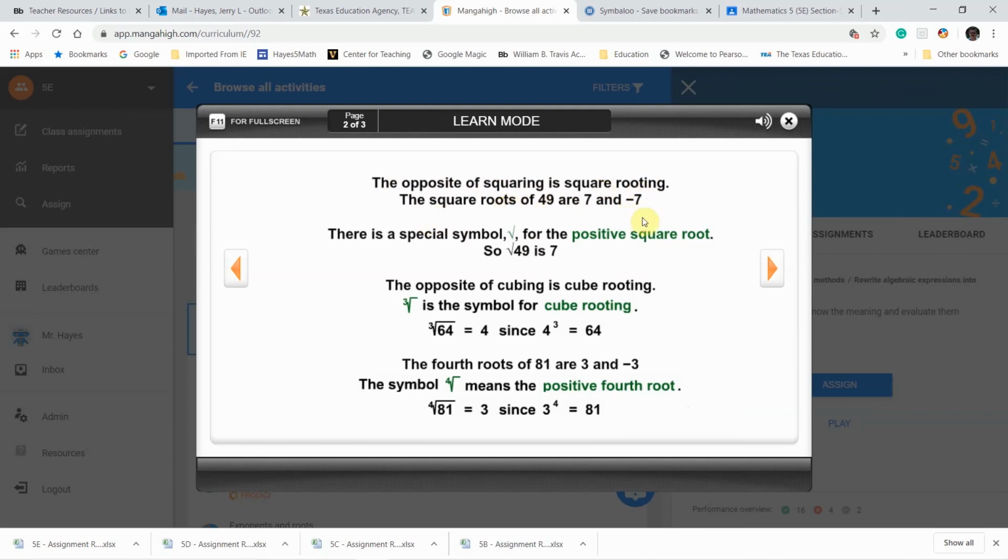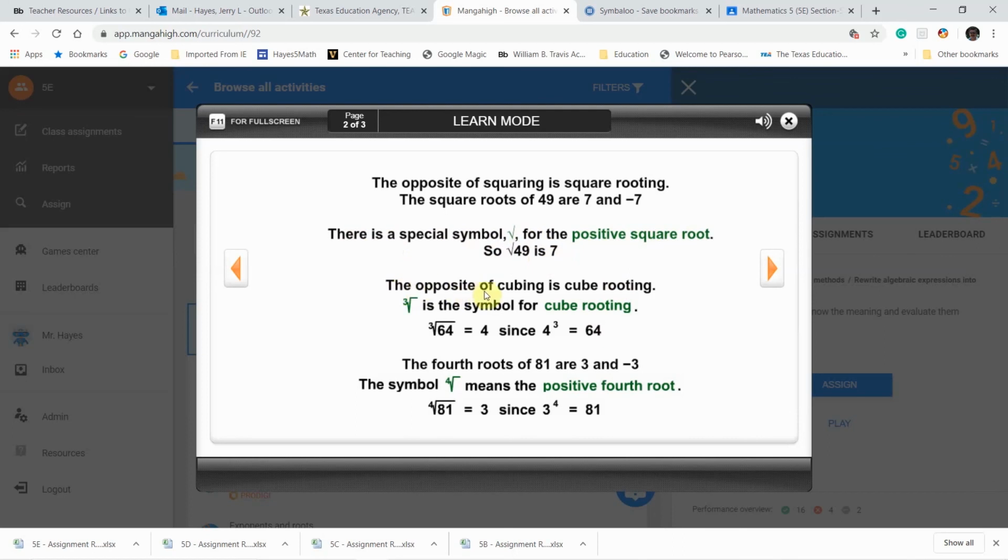How can it be a negative? Because you're multiplying it by itself, right? What's negative times a negative? It's going to make it a positive. So the positive numbers would work and the negative numbers work. That's why it's showing both of those, okay? There's a special symbol, the little check mark thing, for the positive square root. So square root of 49 is 7.